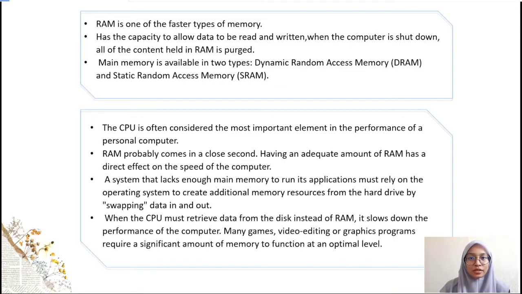The CPU is often considered the most important element in the performance of a personal computer. RAM probably comes in a close second. Having an adequate amount of RAM has a direct effect on the speed of the computer. A system that lacks enough main memory to run its applications must rely on the operating system to create additional memory resources from the hard drive by swapping data in and out.